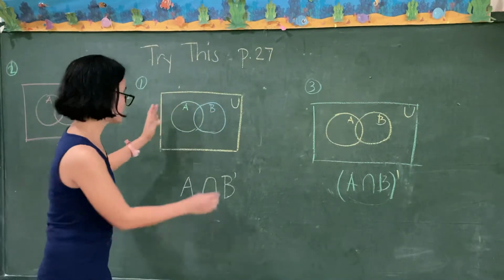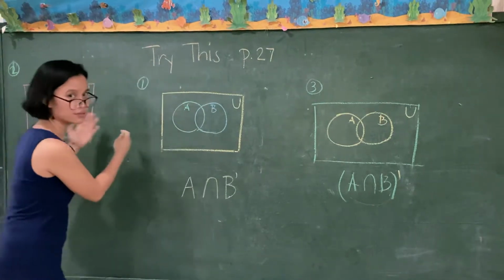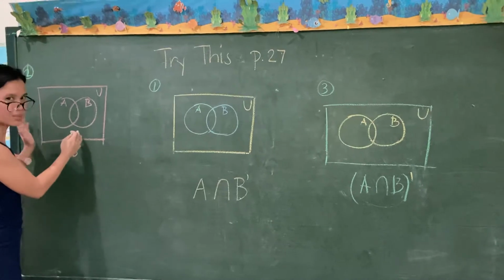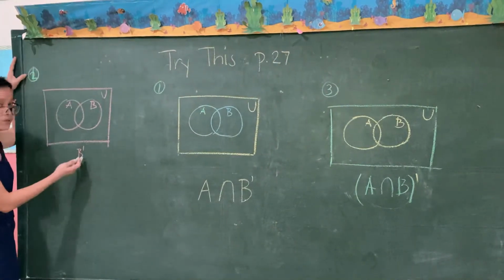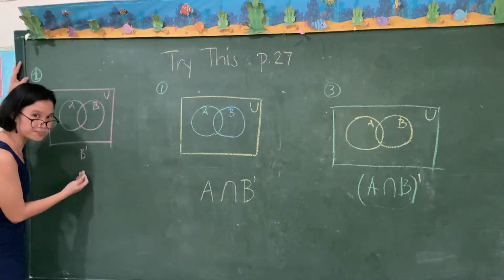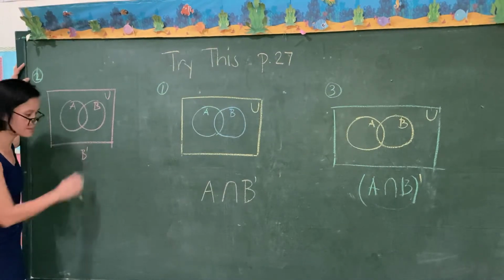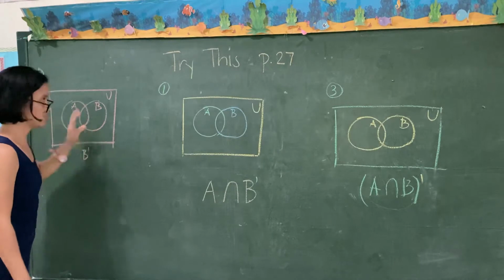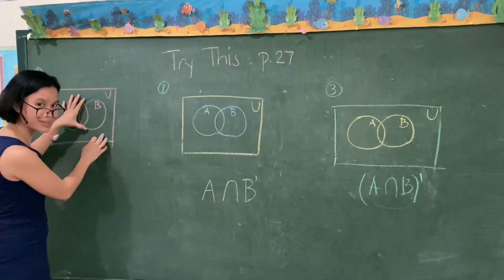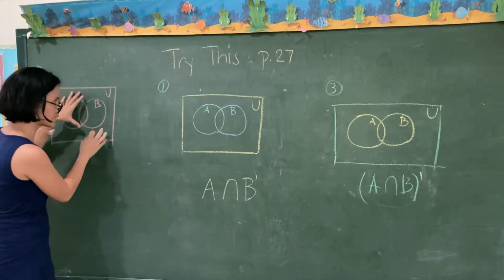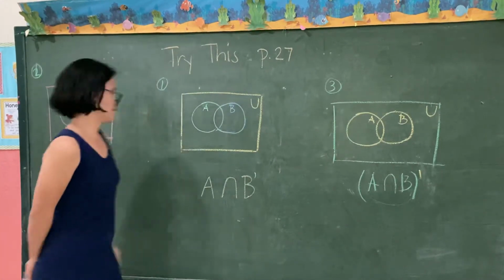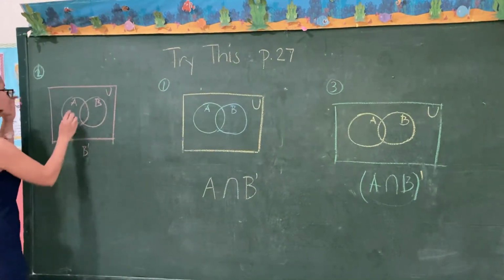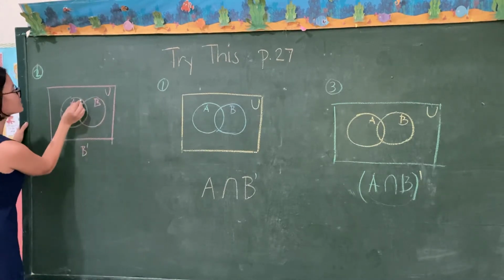So I did not answer this one first. I will proceed to number 2, so you will understand better. Here, you're given only the complement of set B. So this is easy to answer. All you have to do is shade all the elements that are in the universal set except set B. So let's shade all the elements except B.